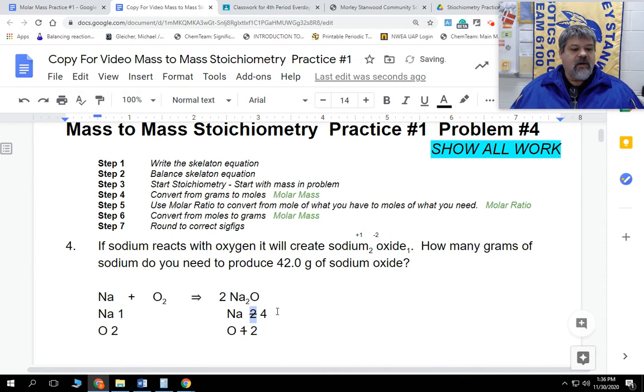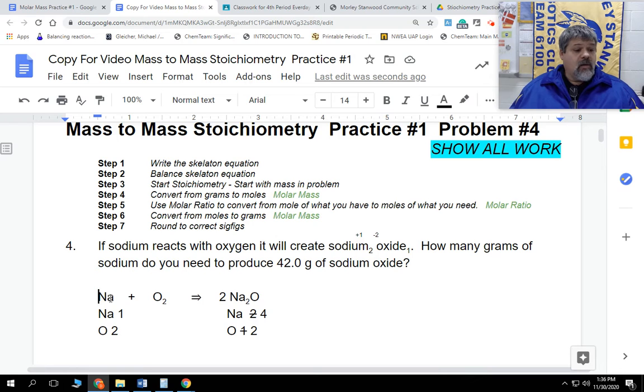And now what we can do is we're going to chase it across. So now I have to put 4 on this side. So my oxygen, notice my oxygen's good, but my sodium is not good. It wasn't good before, but it's still not good. So we're going to have to go over here, and I can't change the subscript. So I have to change the coefficient.